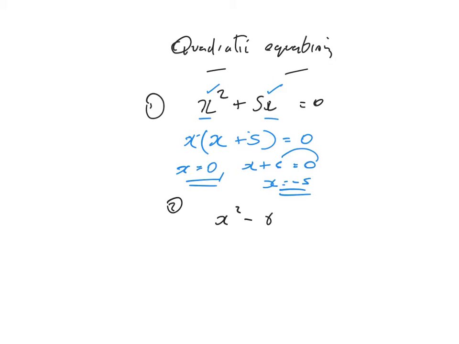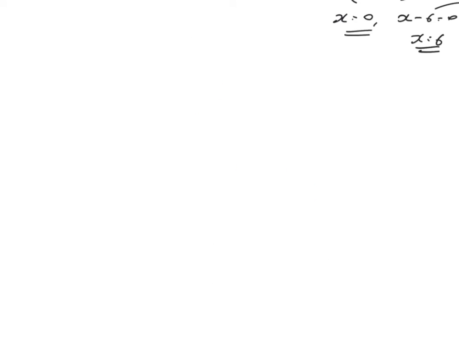X squared minus 6x equals 0. Okay, so what can I take this time? Well, what's the highest common factor? Well, from x squared and x I can take out x. X times what gives me x squared? That's x. X times what gives me 6x? That's 6. X equals 0 or x minus 6 equals 0. Bring that across and that will be x equals 6.